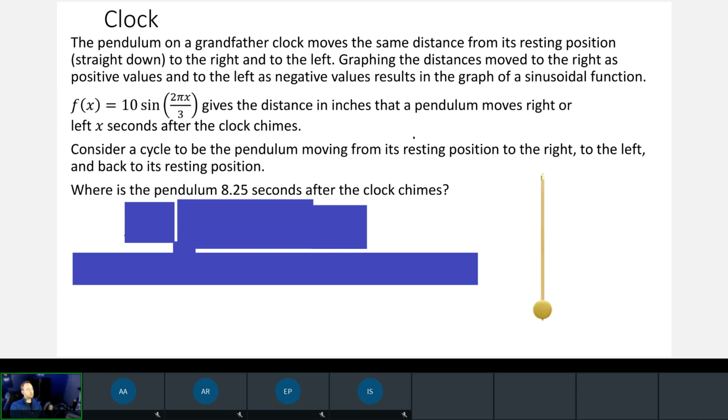So we got 10 inches to the left. Remember the clock swings left and right. It doesn't swing up and down. It swings left and right.